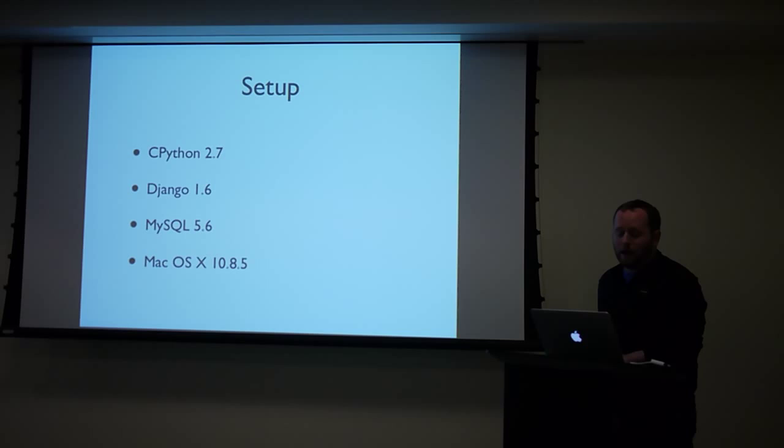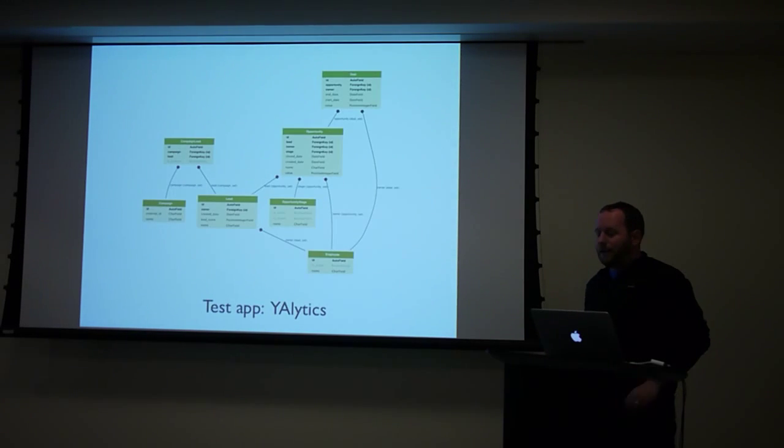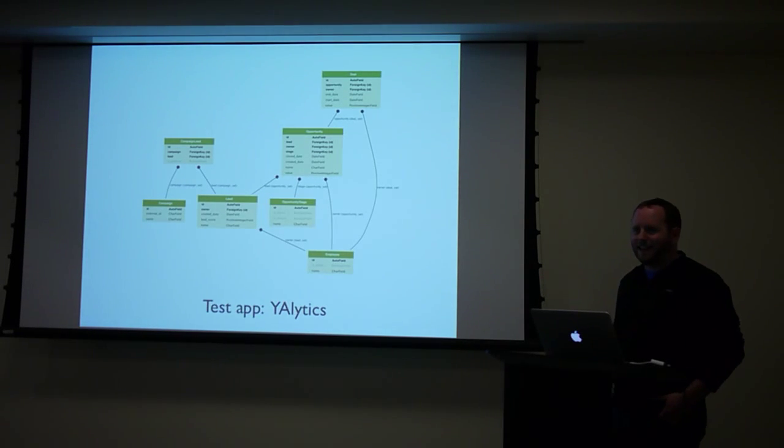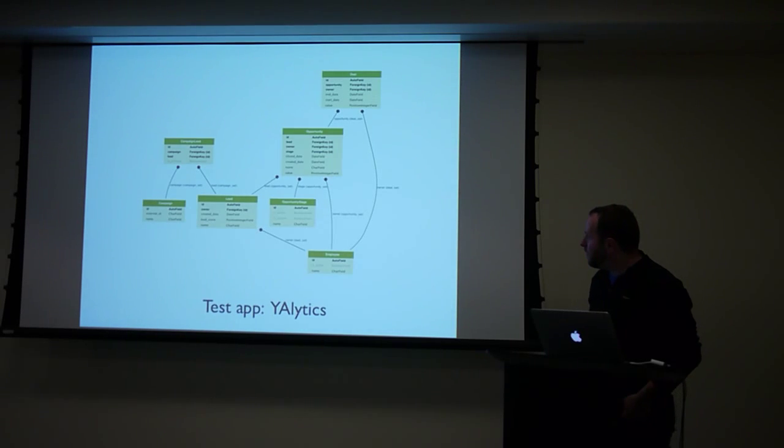So the setup I'm talking about: very old Python, Django 1.6, MySQL 5.6, and I run a Mac. I built an app for this talk because I needed something I could use to run some simulations. It's called YAlytics, yet another analytics platform. This is the diagram. It's pretty simple.